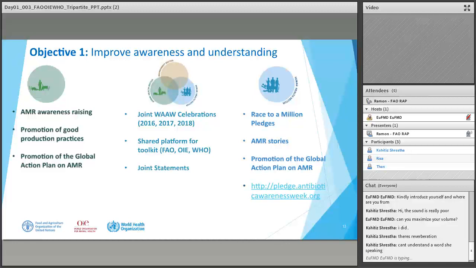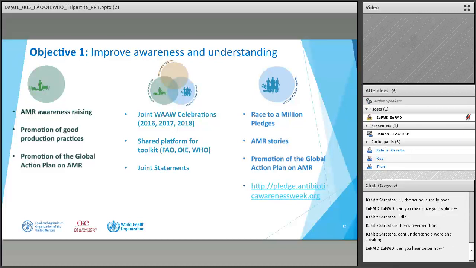I hope not. So let's start with objective number 2, which is improving awareness and understanding. From the agricultural sector, we try to do AMR awareness, increasing AMR awareness, and we also promote good production practice for animals, and hopefully we also do good practice for the plant sector too. And also the promotion of the global action plan on AMR.